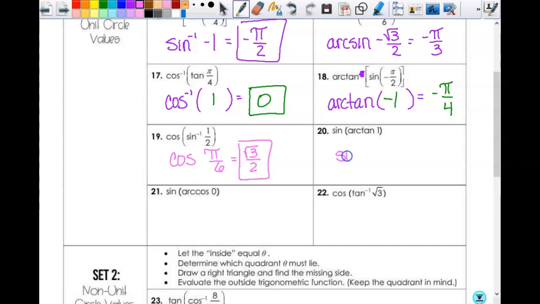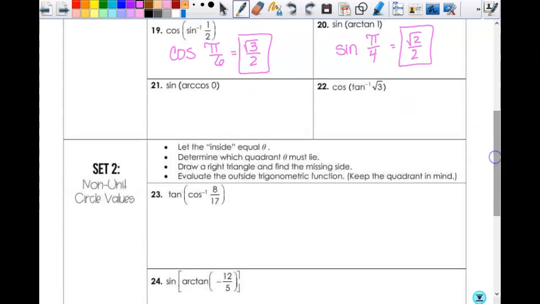Okay, so then the arctangent of 1. When the tangent value is 1, what is the angle? Pi fourths. So I want the sine of pi fourths, which is square root of 2 over 2. Good. All right. Now you do 21 and 22.